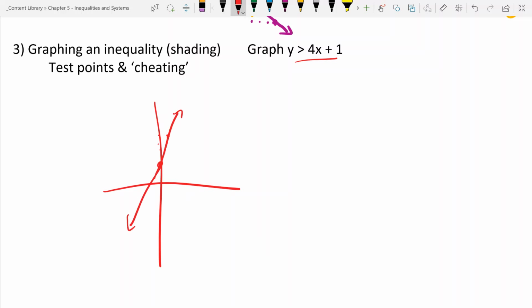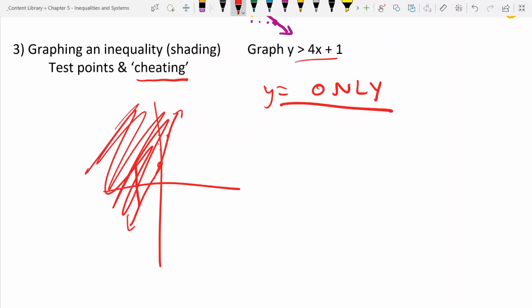Now we need to decide where am I going to graph. The cheating method is looking if it's in y equals form and only in this form. You can do a little test. If you go from your line and you go up, whichever area you're in, that's where you're going to shade. That only works with y equals.